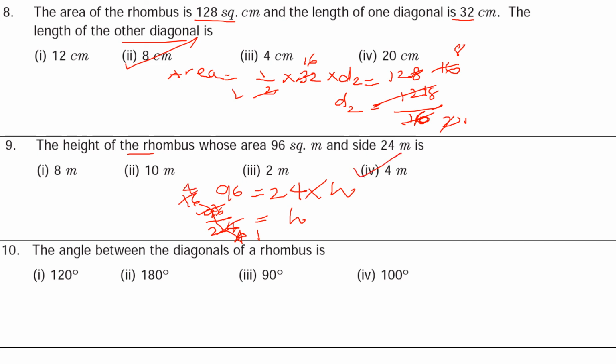The angle between the diagonals of a rhombus. Always the diagonals of a rhombus bisect at right angles only. Right angle, 90 degree.